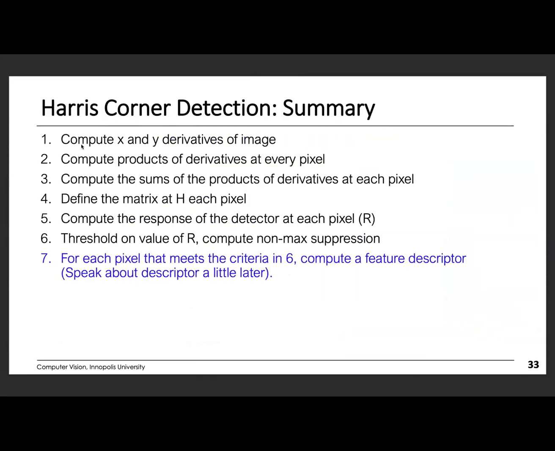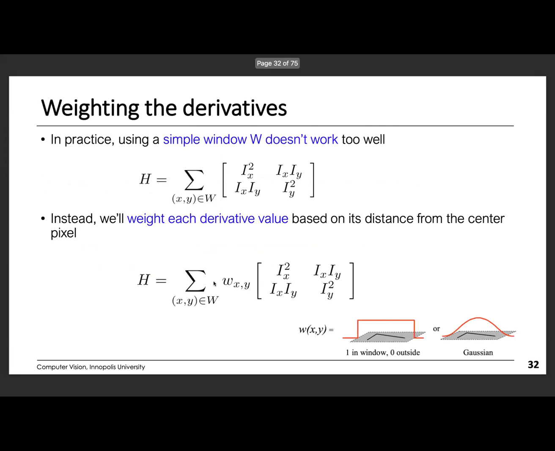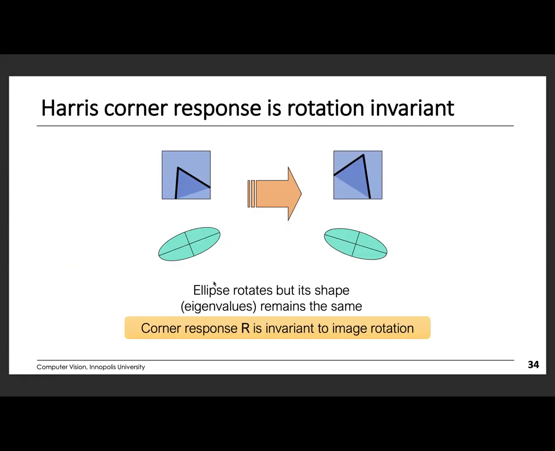So going back, we compute the XY derivatives, compute the products, compute the sums, define the matrix H at each pixel, and then compute the response R at each pixel. Threshold on the value of R, and then compute the non-maximum suppression. For each pixel that meets the criteria, compute a feature descriptor, which we will speak about a little later. The feature descriptor is very similar to what we have seen previously in HOG, but now it's just for a small region of the image.